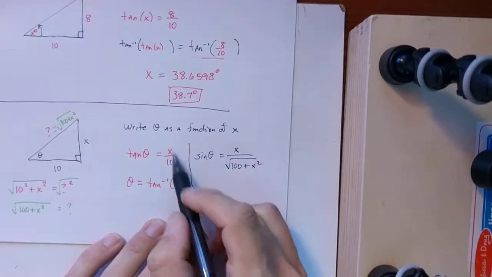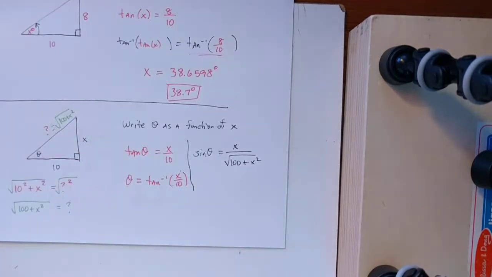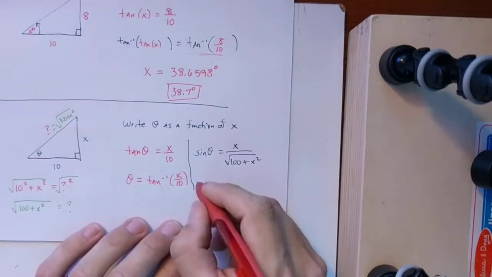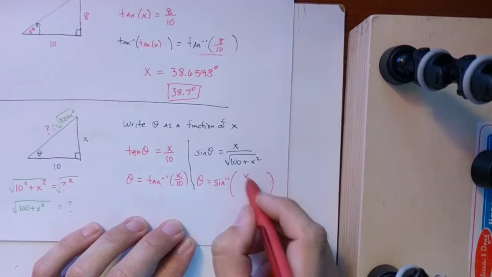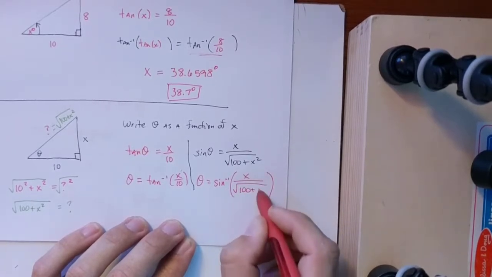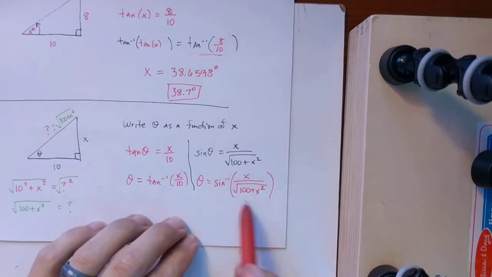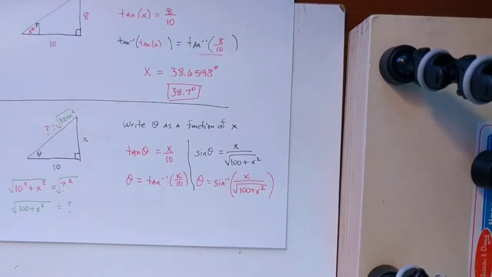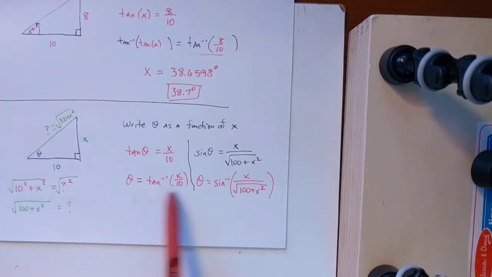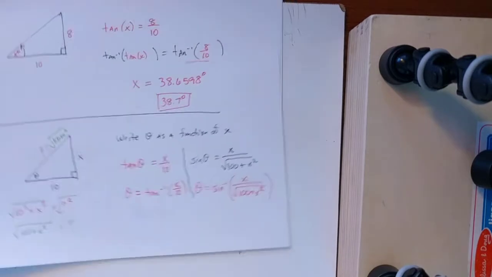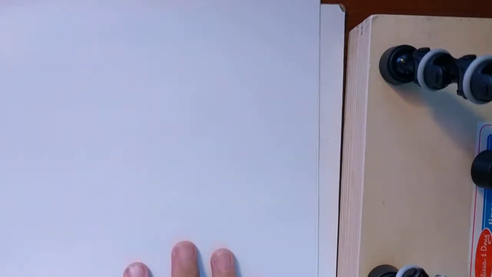This looks a lot more complicated than the tangent one, which of course is the reason I did that one first. But another possible answer for this would be that theta is the inverse sine of this big mess that we have written here, x over the square root of 100 plus x squared. And that would be an acceptable answer. And you can use the Desmos graphing calculator and actually graph both of these expressions, and you'll see that for theta between 0 and 90 degrees, these are functions that are exactly the same graph, so they're equivalent to each other. Interesting stuff, right?